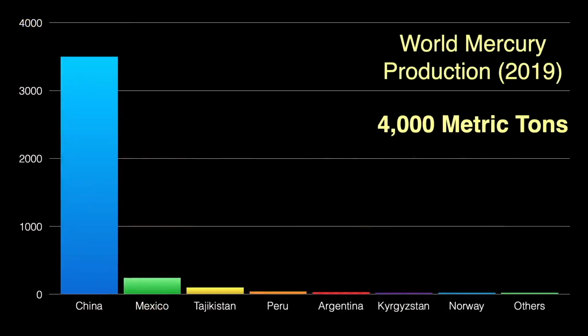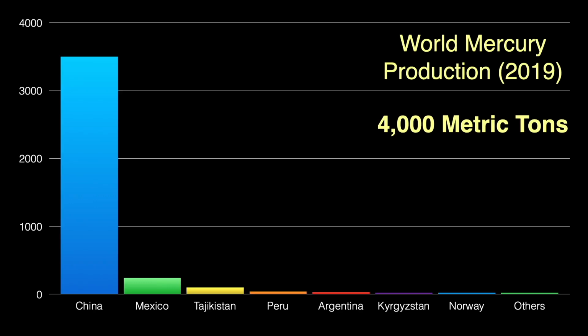In 2019, the world produced around 4,000 metric tons, or 4 million kilograms, of mercury annually. That's been reduced to less than one-third that amount as of 2022, but back in 2019, China was the major producer of mercury with over 87% of the world's production. All others pall in comparison, as you can see.